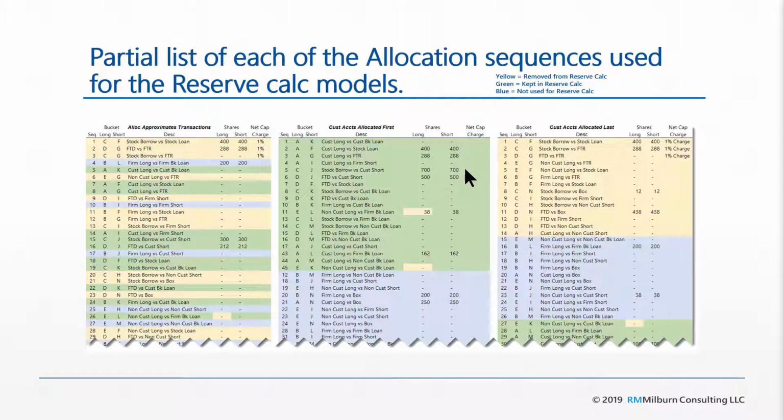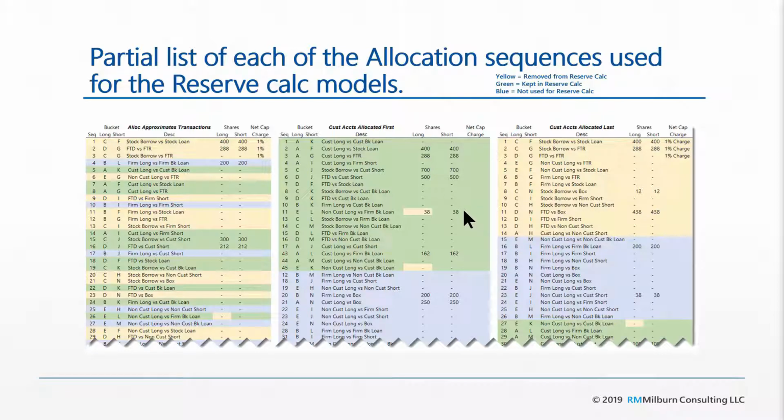Stock borrow versus customer short. All 700 shares were shorted, and they borrowed that amount to make the delivery. Failed to deliver versus customer short. This was the customer who sold 500 shares and did not deliver them on settlement date.